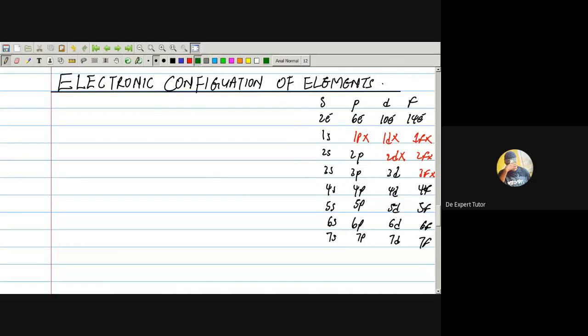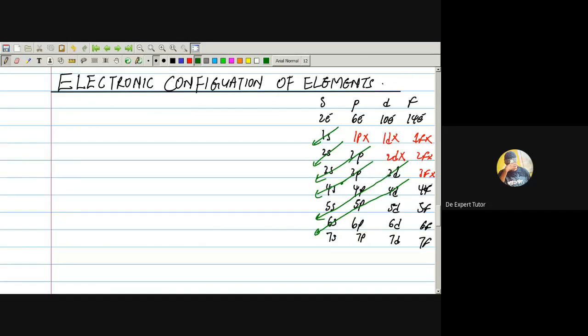We first start writing from 1s. When 1s is occupied, we move to 2s. When 2s is occupied, we move to 2p. When 2p is occupied, we move to 3s. Next, we move to 3p, then 4s. When that is occupied, we move to 3d, 4p, 5s. After that, we move to 4d, 5p.